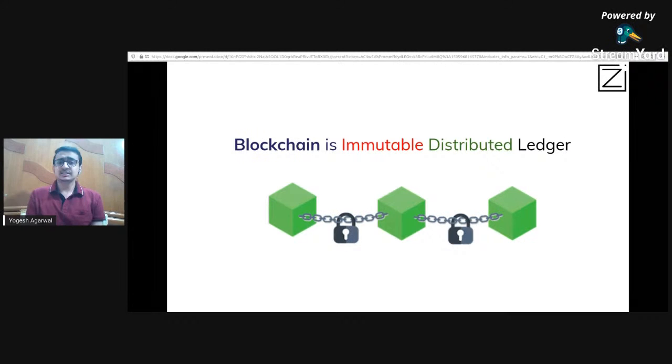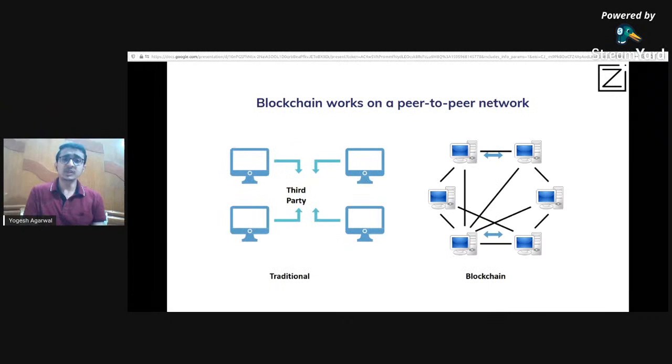I mean transactions when I'm saying, it is not necessary that these transactions are monetary or non-monetary. Everything on a blockchain is done with the help of transactions. Okay, so I hope that is quite clear. So blockchain works on a peer-to-peer network.